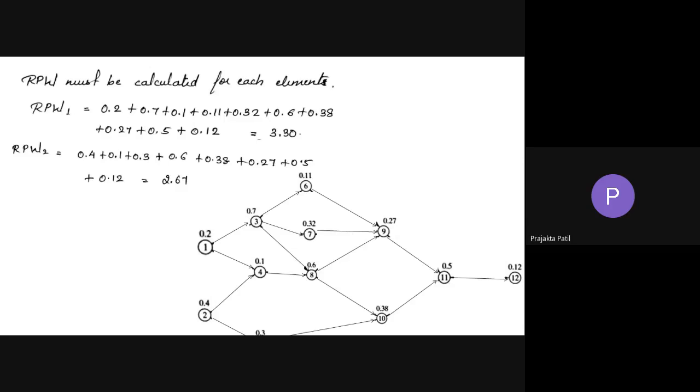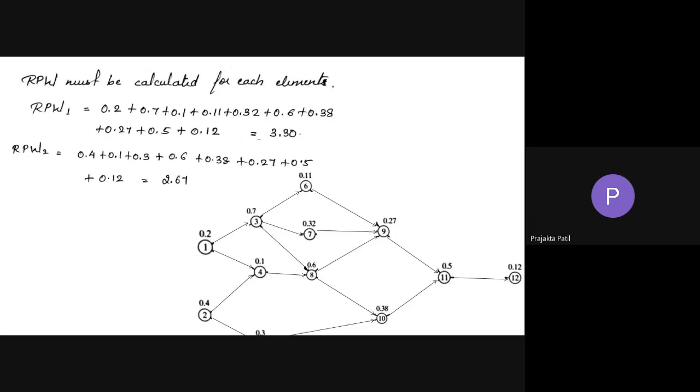Directly or indirectly connected to 1. And then you go to 11, and then you go to the 12th work element. All the TK values that are given here, it is 0.5, 0.12, 0.38, 0.27, 0.6, 0.32, 0.11, 0.7, 0.1, and 0.2. All of these will be put under one calculation, and you sum all of these TK values to get the RPW for the first work element.